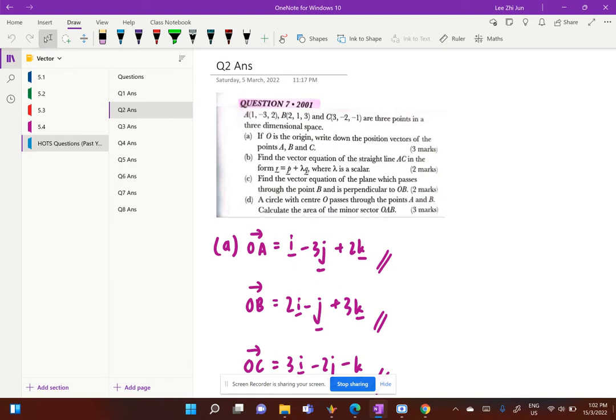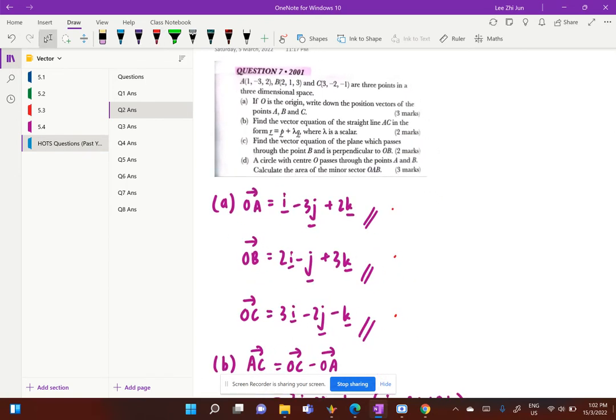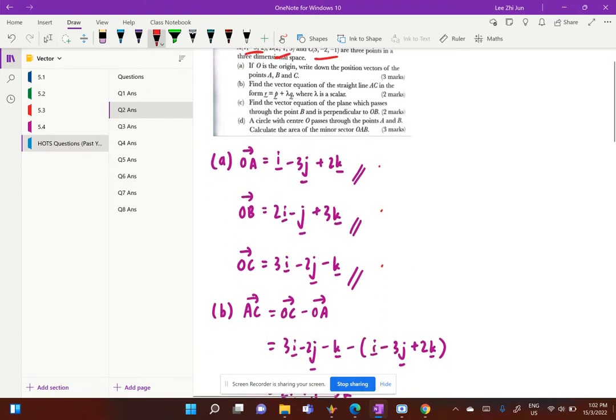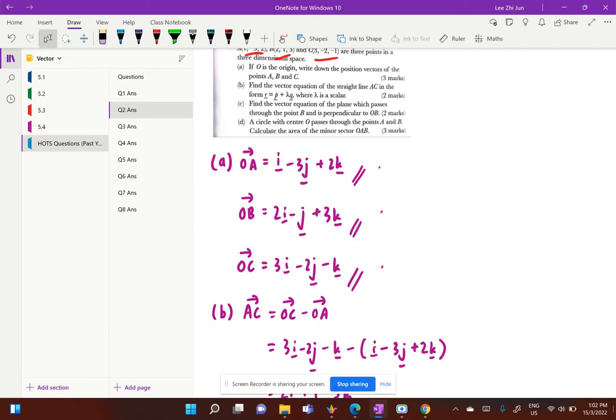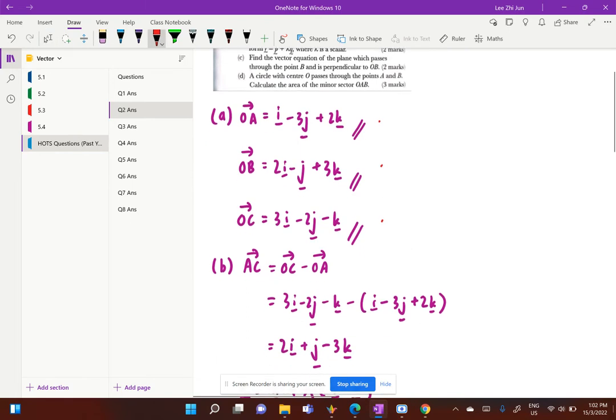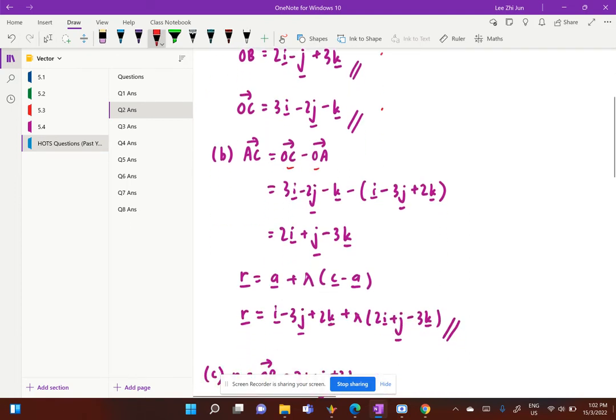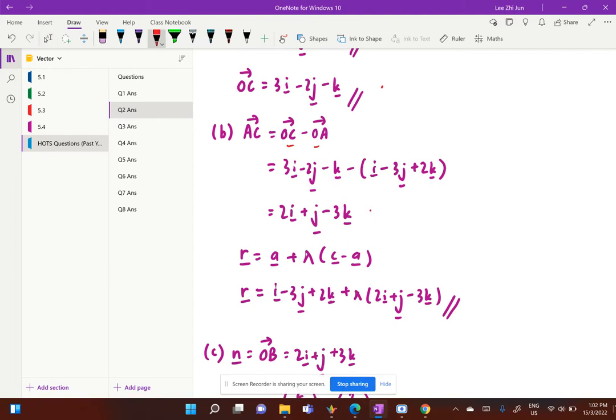If O is the origin, write down the position vectors of the points A, B, and C. Okay, so OA, OB, OC, the position vectors are easy. You just put the i, j and k inside. Then find the vector equation of straight line AC. Straight line AC is okay, just use OC minus OA. So I get 2i plus j minus 3k.